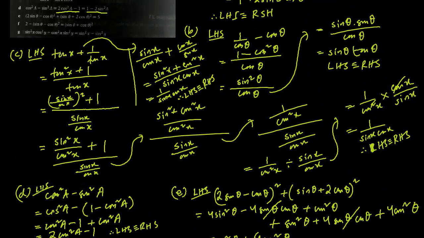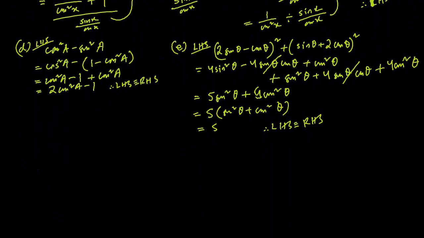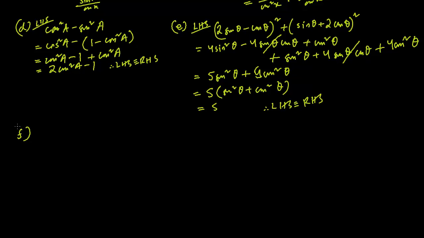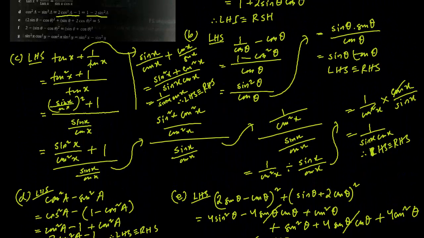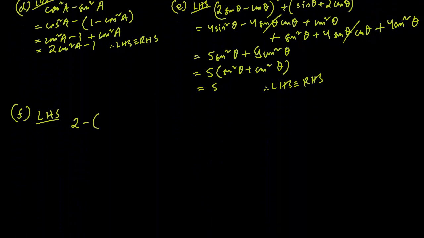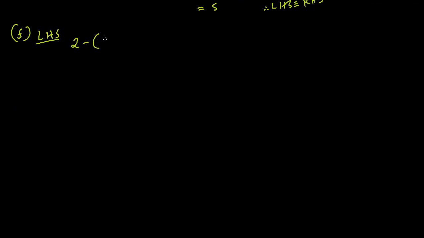The next identity is question number F. So this is going to be 2 minus bracket open sine theta minus cos theta whole squared. Left hand side: 2 minus sine minus cos whole squared. So sine theta minus cos theta whole squared.